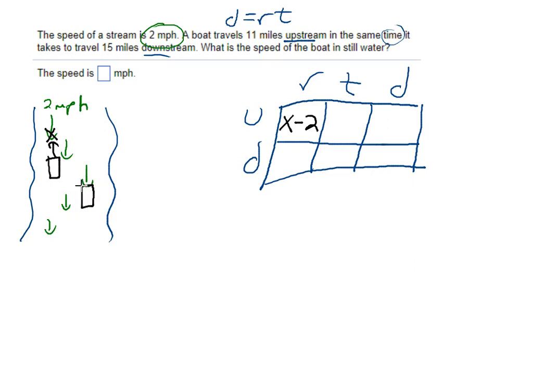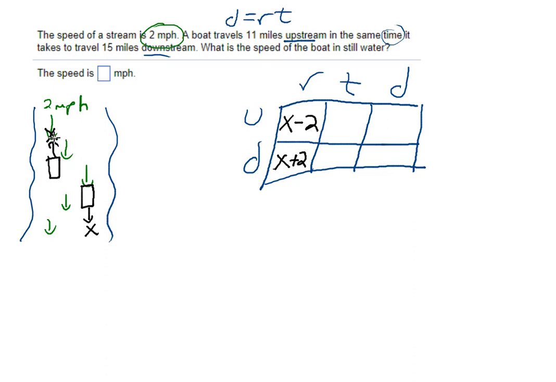Later, the boat is going with the current. And again, the boat on its own can go x miles per hour, but this time the current is giving it an extra boost of 2 miles per hour. So it's going to go 2 miles per hour faster than what it would on its own because the current is pushing it along. All right, so that would be the speed downstream with the current.